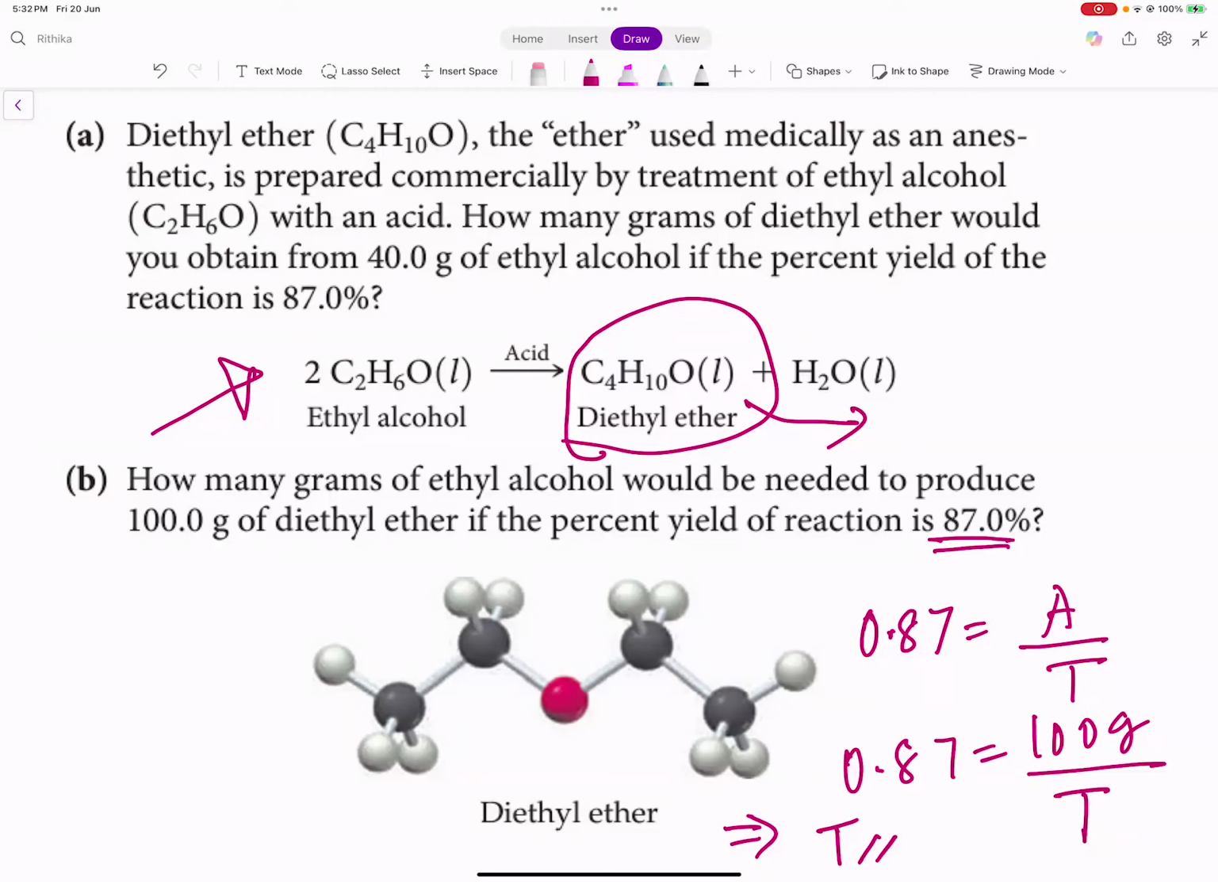Sir, I'm getting 114.9 grams for the theoretical value. Should I take it as 115? How much are you getting? 114.9. Or should I just take it as 114? No, when it is greater than point 5, then we round it off to the next integer. So if it is 114.9, then we need 115. But you just use 114.9 because you're using a calculator.